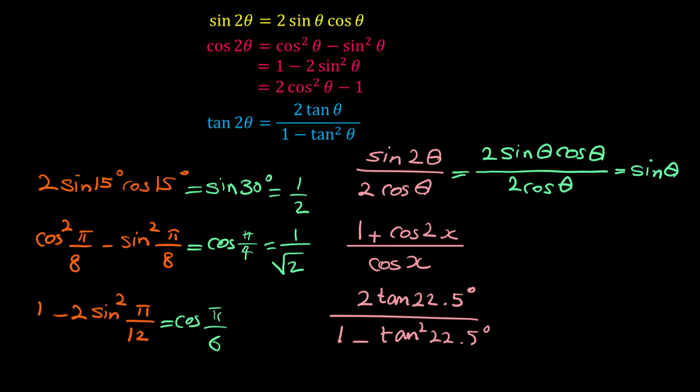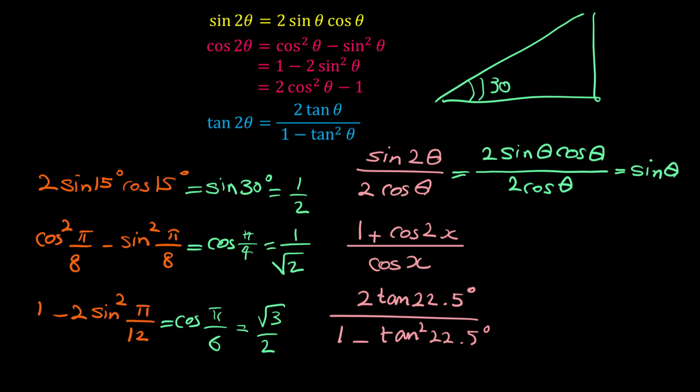But what is cosine of pi over 6? Pi over 6 is 30 degrees. Cosine of pi over 6 is radical 3 over 2. Based on the special triangles, if you remember, if we suppose this angle is 30 degrees, opposite is 1, adjacent is radical 3, and the hypotenuse is 2. Cosine of 30 degrees or pi over 6 is adjacent over hypotenuse, radical 3 over 2.